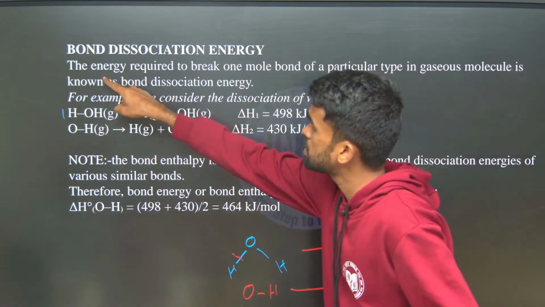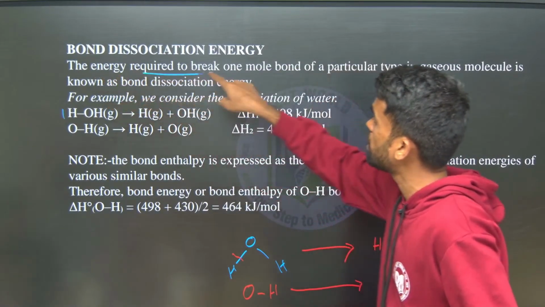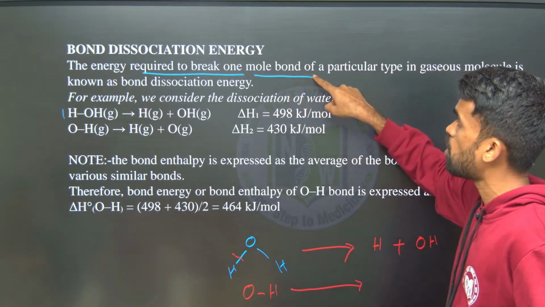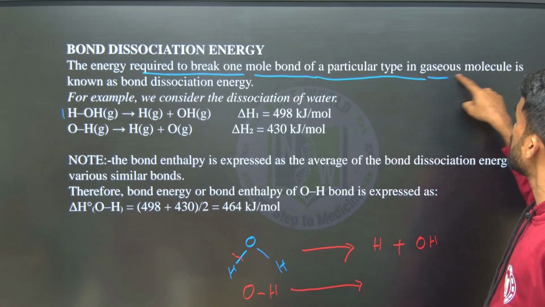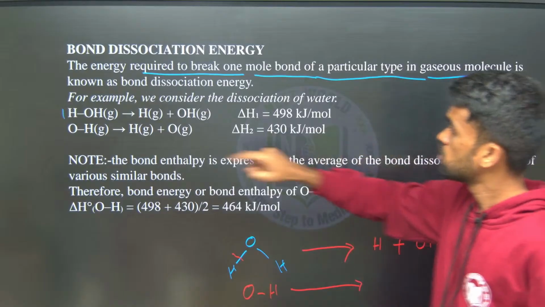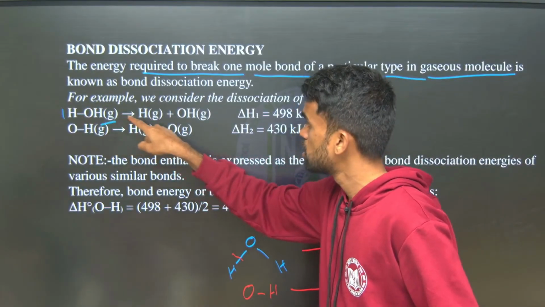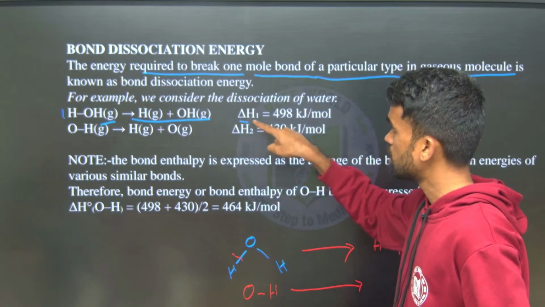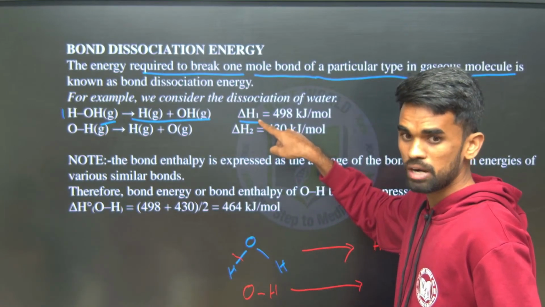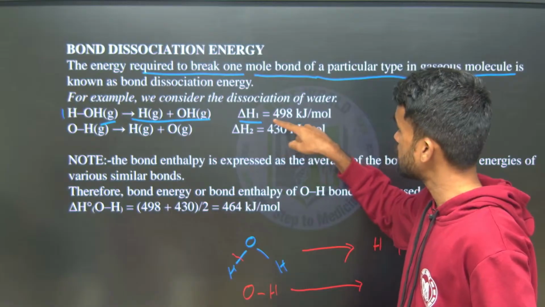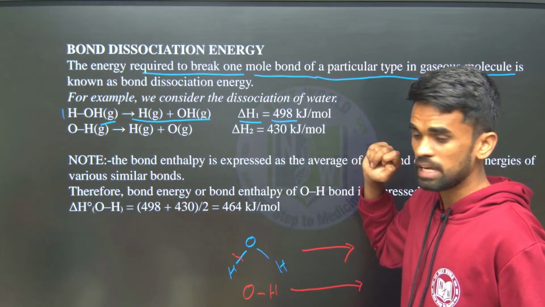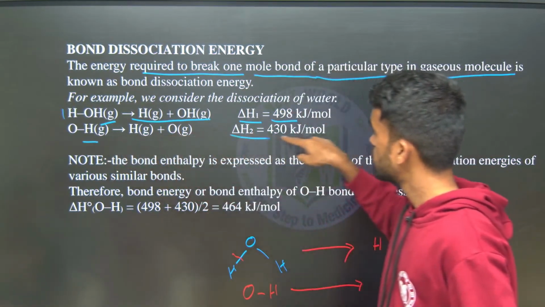So now read this definition. The energy required to break 1 mole of bonds of a particular type in a gaseous molecule. So water should be taken in the gaseous state, the substance should be taken in the gaseous state. So for the first process, delta H1, bond dissociation energy 1, that is 498, and the second one is 430.